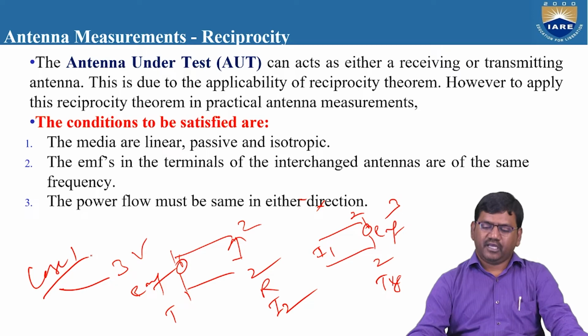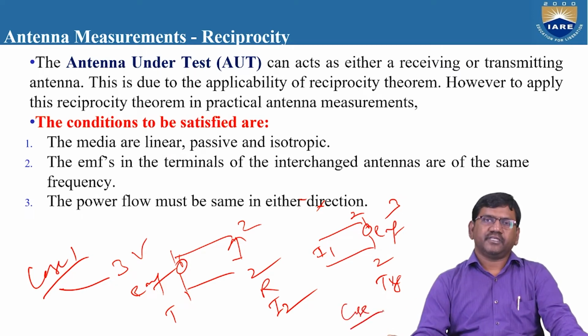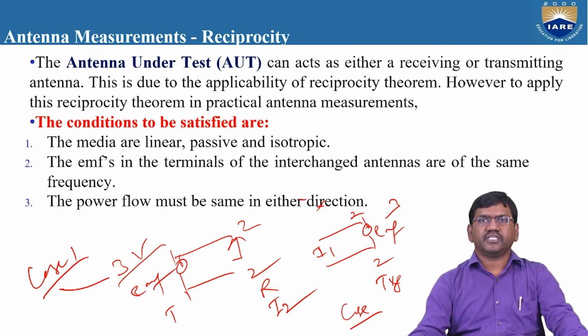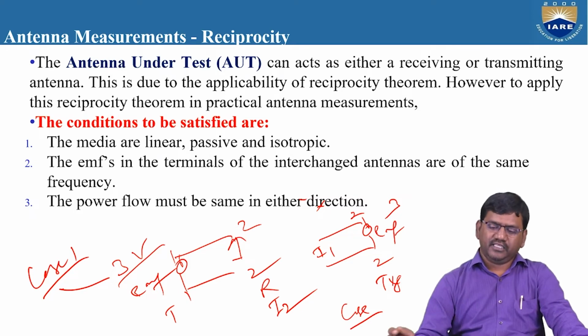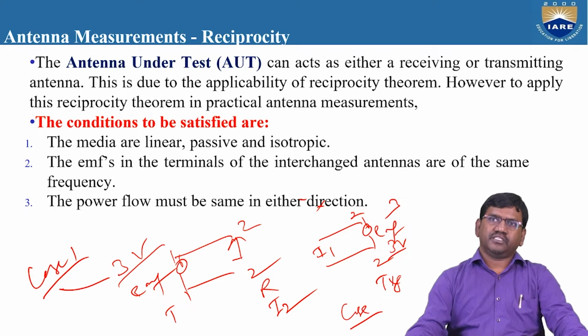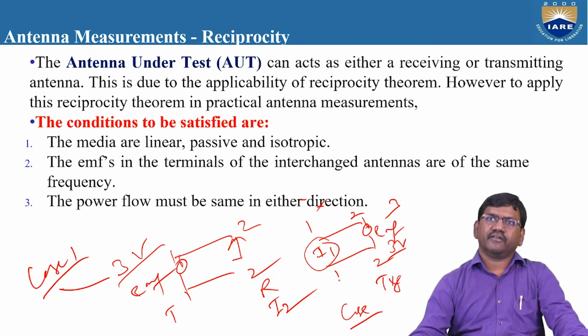EMF has to be applied in case 2 also, whether the antenna acts like a transmitting antenna or the receiving antenna. So in the earlier case, we have applied the EMF of 3 volts. Similarly, the EMF of 3 volts has to be applied for the antenna at terminals 2, and current has to be calculated at the terminals of antenna 1.